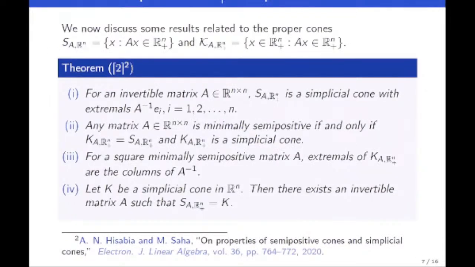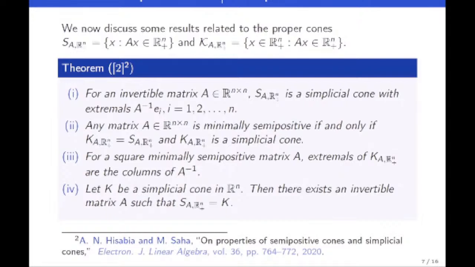In this section, we discuss two proper cones, S_A(Rn plus) and K_A(Rn plus). S_A(Rn plus) is the set of vectors x in Rn for which Ax is in Rn plus, that is, Ax is greater than or equal to 0, and K_A(Rn plus) is the intersection of S_A(Rn plus) with Rn plus, the non-negative orthant. Now the first result here states that for every invertible matrix A, S_A(Rn plus) is a simplicial cone with extremals A inverse e_i, that is, the column vectors of A inverse.